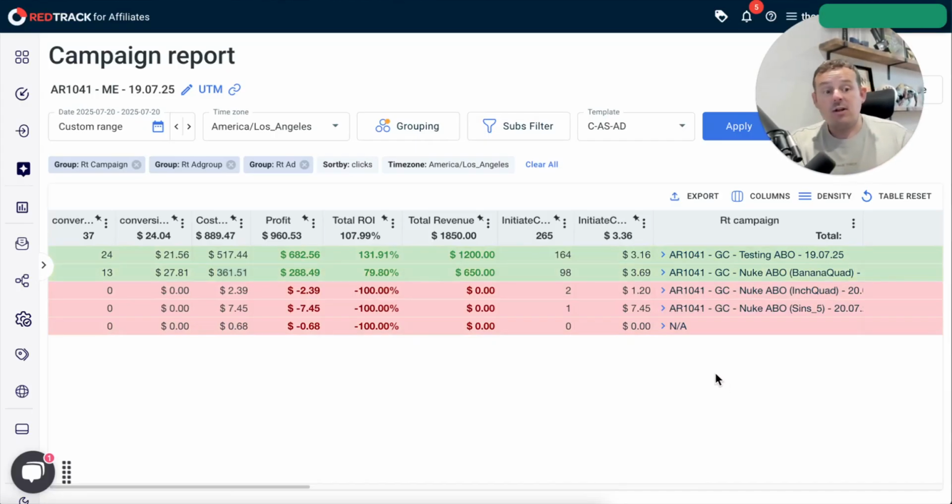So this is a way of us proving this ad, right? Can it hold more spend? And in this scenario, it does. It takes another $360 spend, which is a really good sign. Now, really good profit as well.